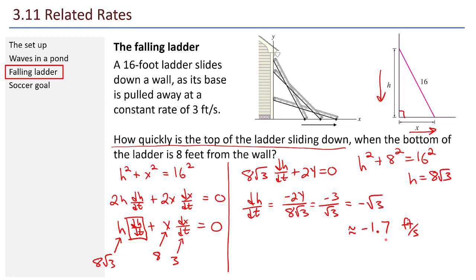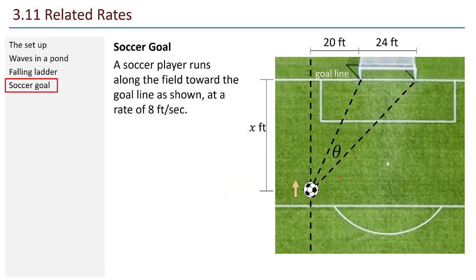The last problem, a soccer goal. This one's a little bit more complicated, but I think it's more interesting. We get to work with some angles in this one. Imagine a soccer player runs along the field toward the goal line as shown at a rate of 8 feet per second. So this soccer player is running in the direction of the arrow, he's getting closer to the goal line, he's running perpendicular to the goal line, and as he looks at the goal, there's an angle, theta.